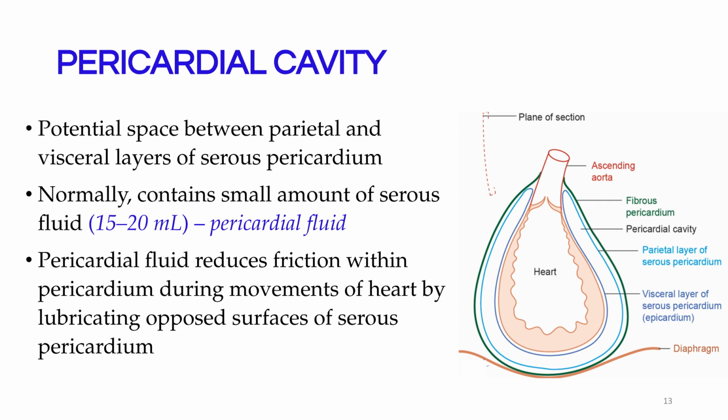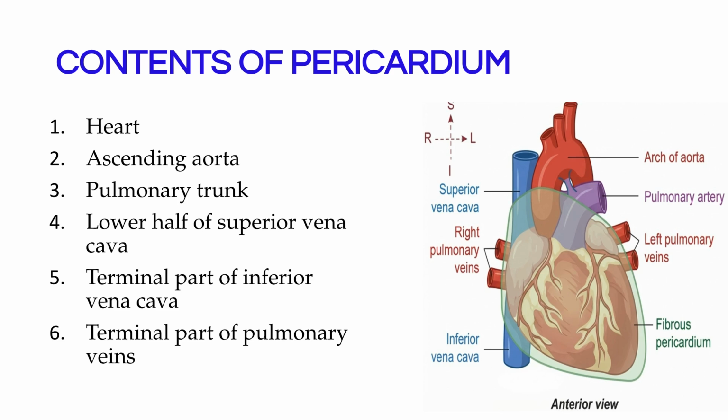The pericardial cavity is the potential space between the parietal and visceral layers of the serous pericardium. It contains about 15 to 20 milliliters of pericardial fluid, which lubricates surfaces and reduces friction. The contents of the pericardium include the heart, the ascending aorta, the pulmonary trunk, the lower half of the superior vena cava, the terminal part of the inferior vena cava, and the terminal part of the pulmonary veins.